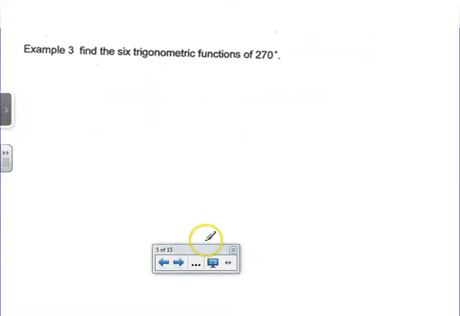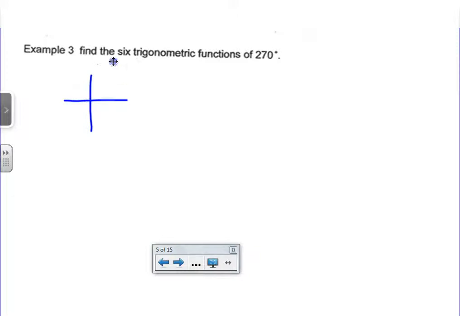All 6 trigonometric functions for 270 degrees. All right. So if I think about my coordinate plane here, and I measure 270 degrees, that would be coming all the way down to the negative y-axis. And once again, the r value can really be anything you want.